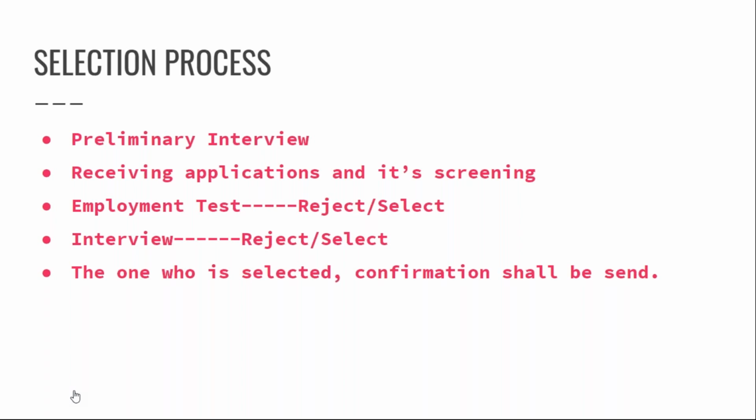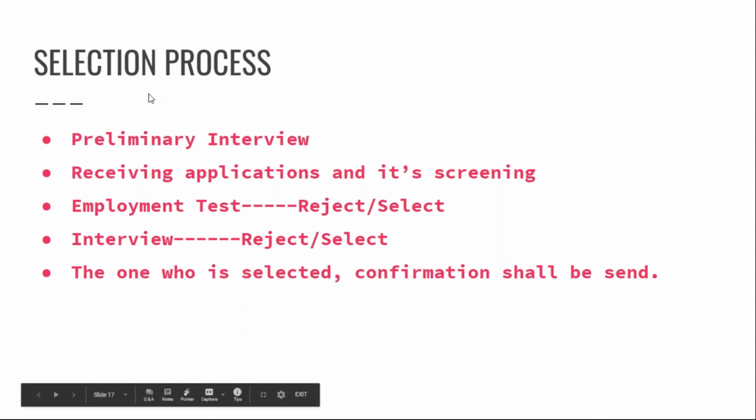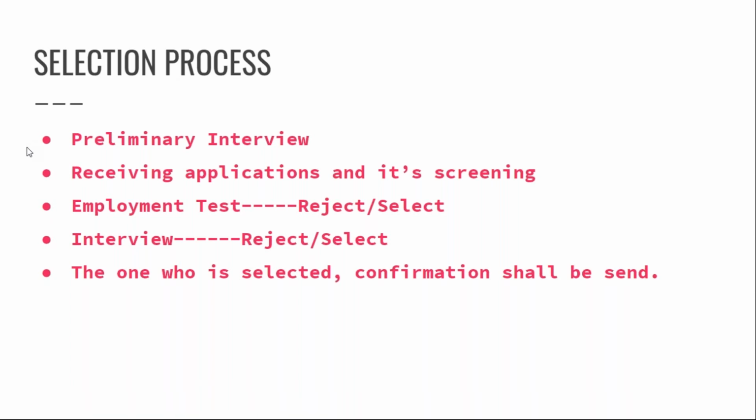So when you are into the selection procedure, step one is the preliminary interview. Now, what is a preliminary interview? The basic interview where we try to find out those applicants who are most unfit for that particular recruitment procedure, and then we remove them from the entire selection process. So it has two things to be done in the preliminary interview.